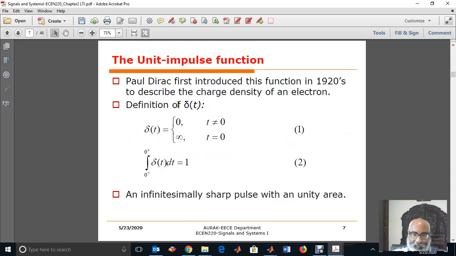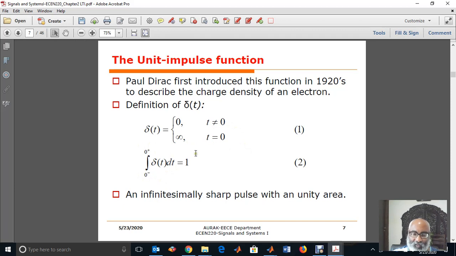If you remember, what is the delta of t? It is a function introduced by Paul Dirac in the 1920s. In chapter 1, how did we define it? Delta of t is equal to 0 for t different from 0, and is equal to infinity at t equal to 0. The integral of delta of t a little bit to the right of 0 and to the left of 0, with limits 0 plus and 0 minus.